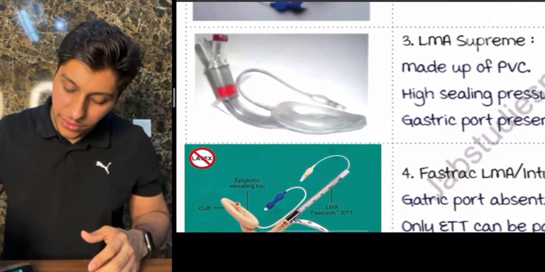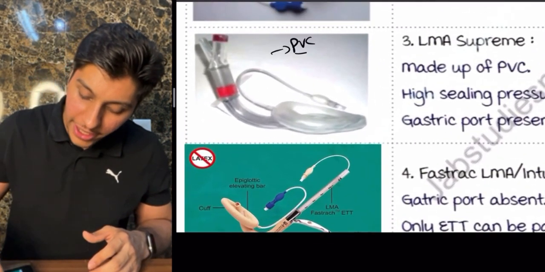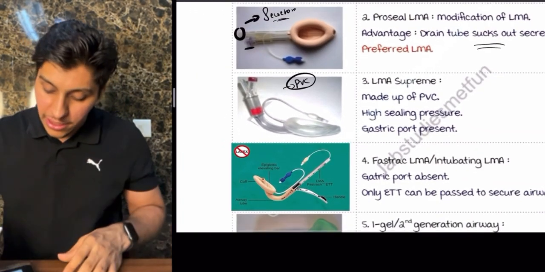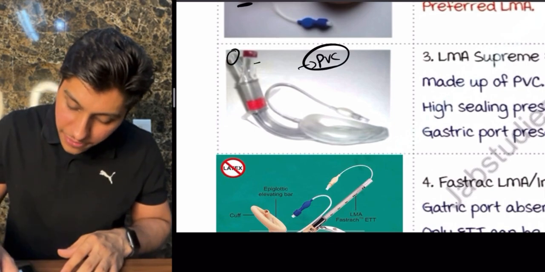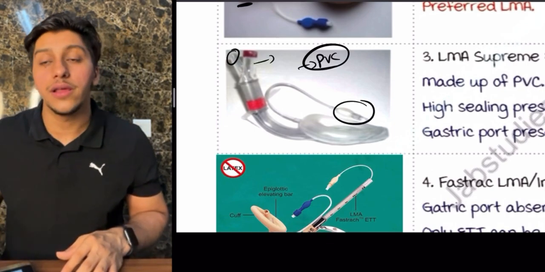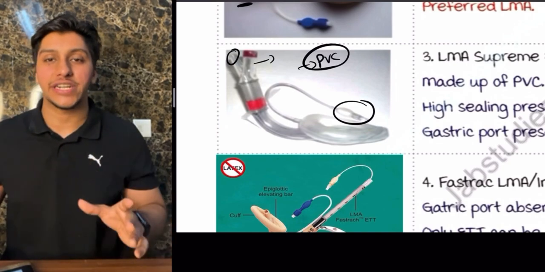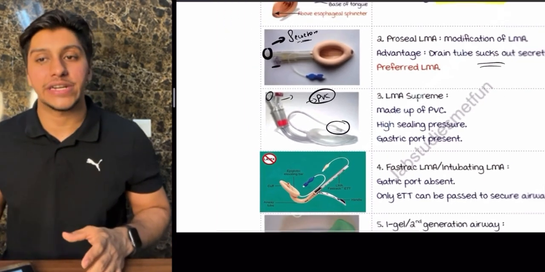Another one over here, a classic one, made of polyvinyl chloride. This is your LMA Supreme. The thing in the LMA Supreme is that you have another gastric port in it. You have the balloon as well, and it is made up of polyvinyl chloride, and it is a high sealing pressure type LMA. Okay, high filling pressure type LMA.